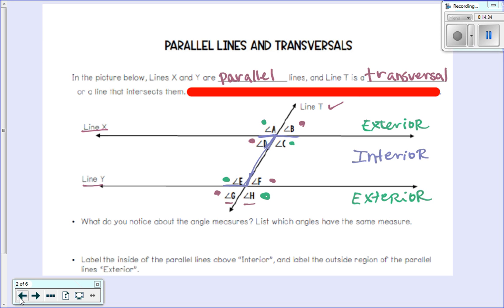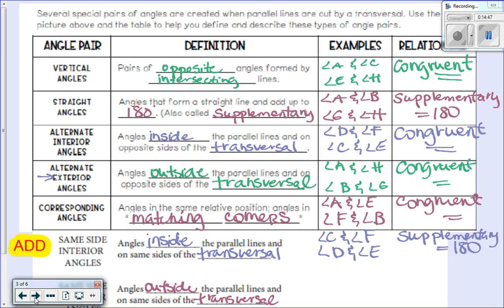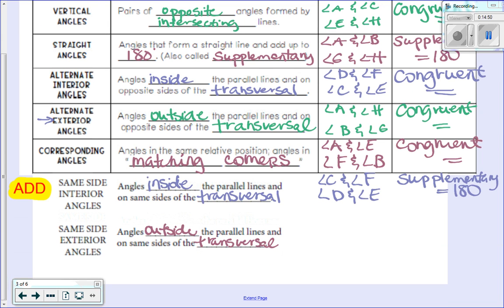Let's look at the other side of the transversal. On the same side of angle A, the exterior is angle G. What relationship are those? Supplementary. Very good. So we're going to add those two angles up to equal 180 degrees. Those two angles are angle B and angle H, and then we also talked about angle A and angle G. Are we good?